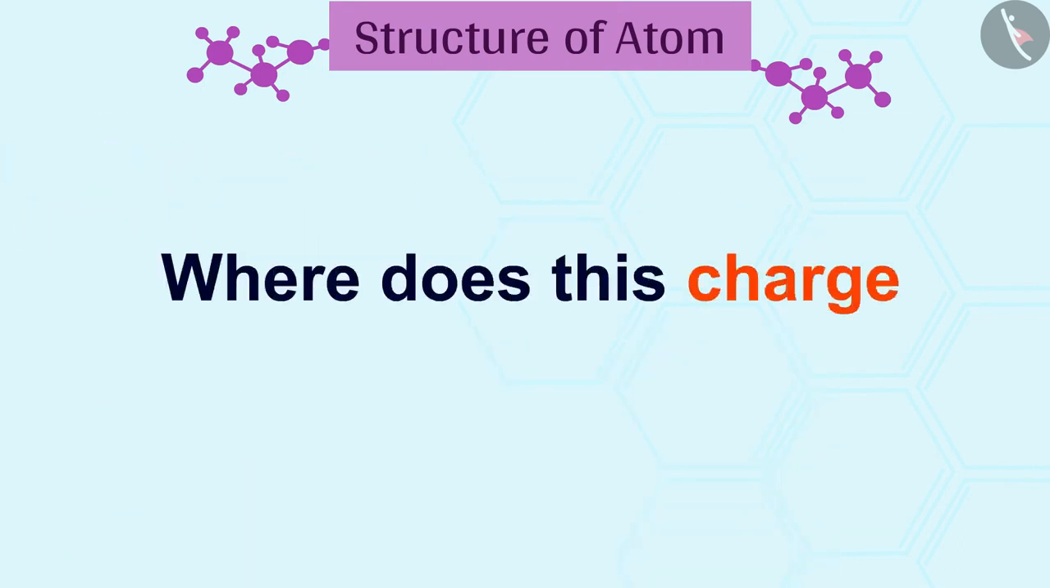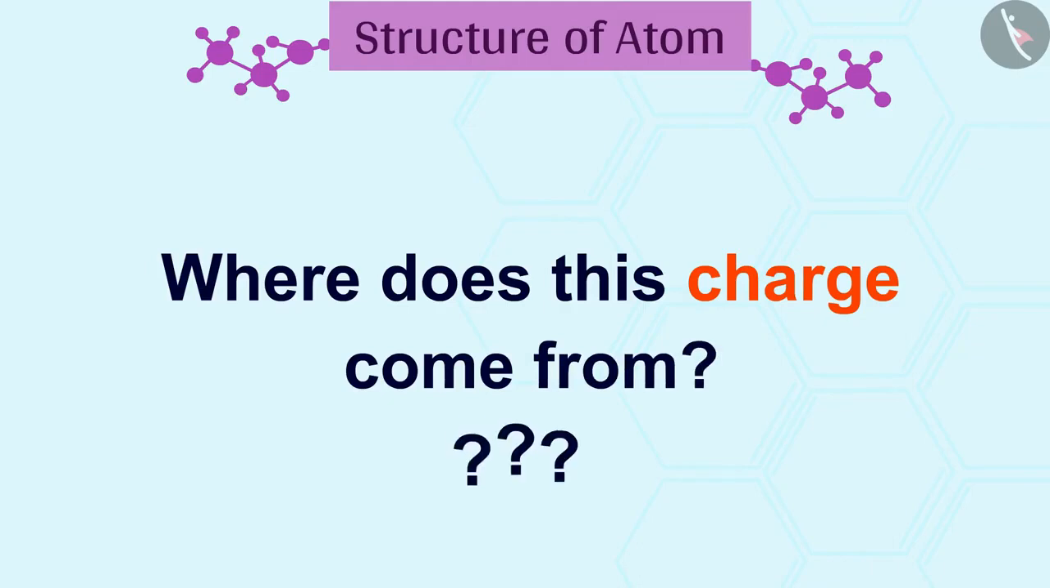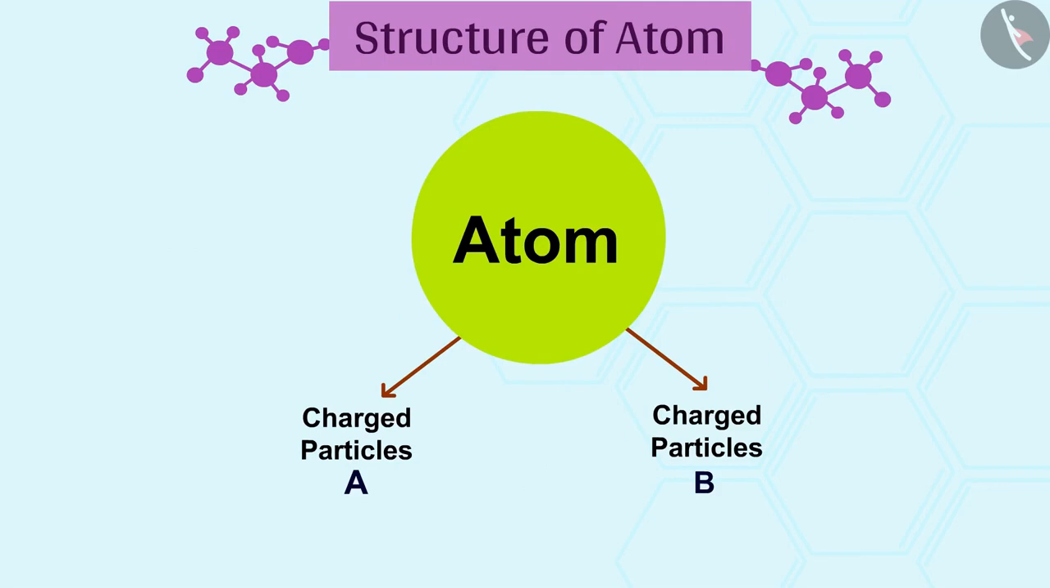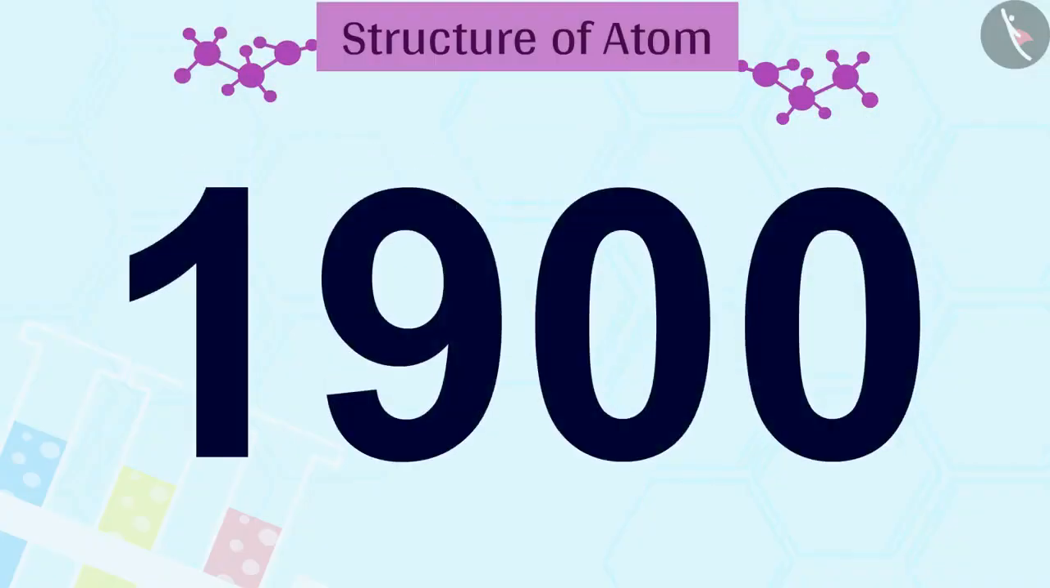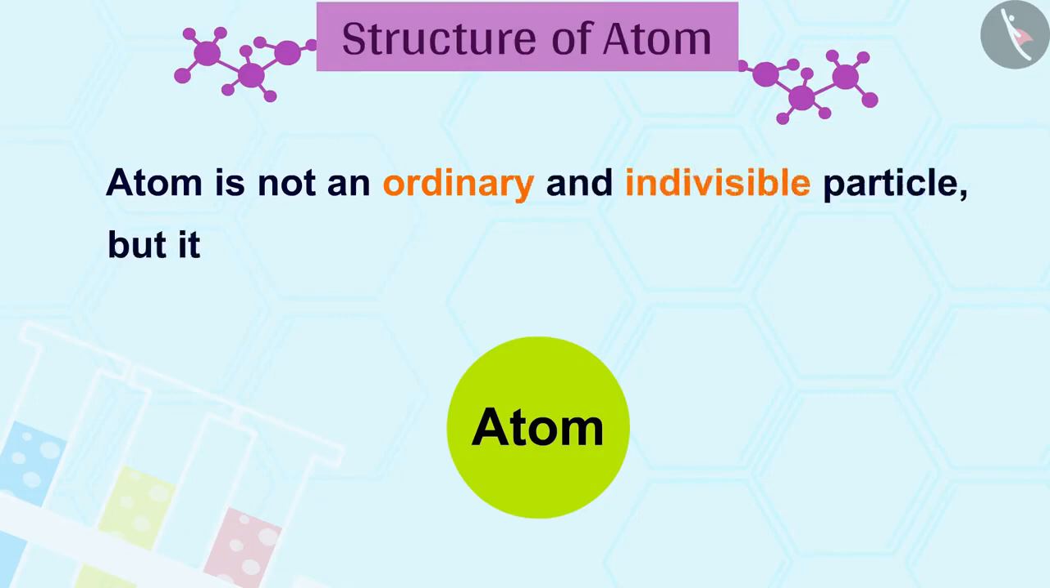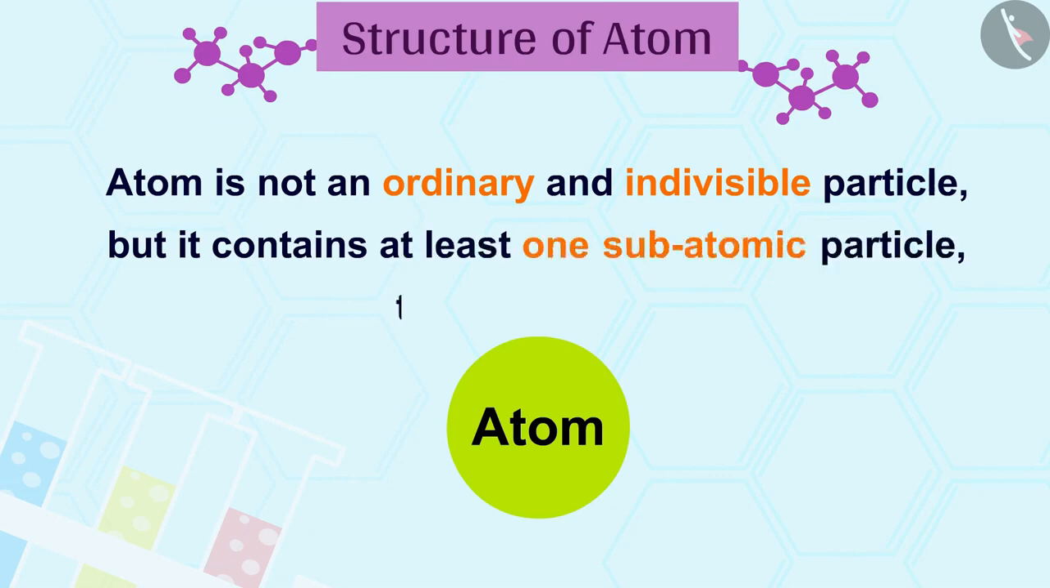Where does this charge come from? This question can be answered by knowing that an atom is divisible and consists of charged particles. By the 19th century, scientists had discovered that an atom is not an ordinary and indivisible particle, but it contains at least one subatomic particle, that is, the electron.